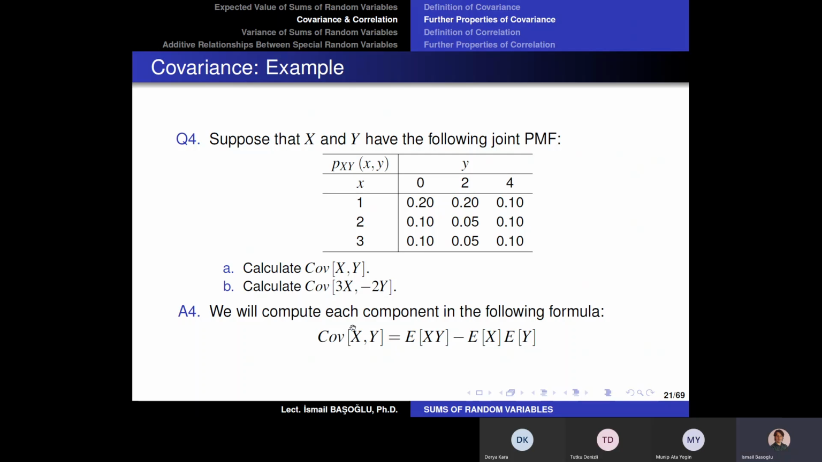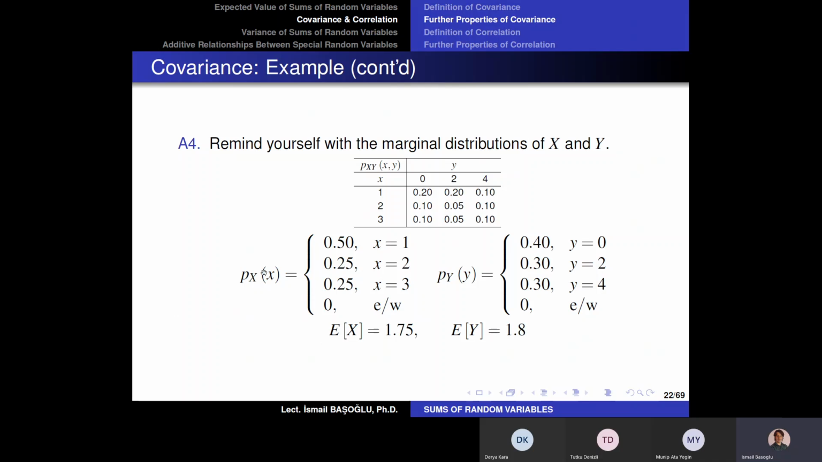So we are going to use the convenient formulation of covariance, which requires us to calculate the expected value of x times y minus, we also need to calculate the marginal expectations, right? Individual expectations. Now, in order to calculate these marginal expectations that belong to x and y, we need to determine the marginal probability mass functions, and we know how to do this from last week's course, right? So how do we compute the marginal probability mass functions?